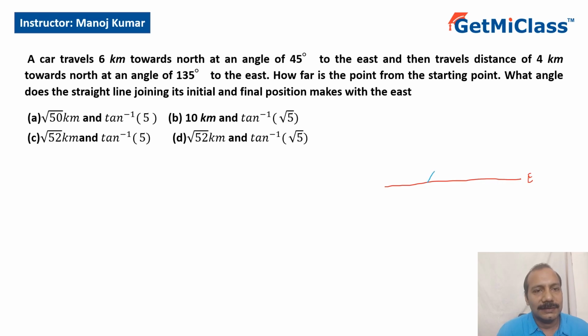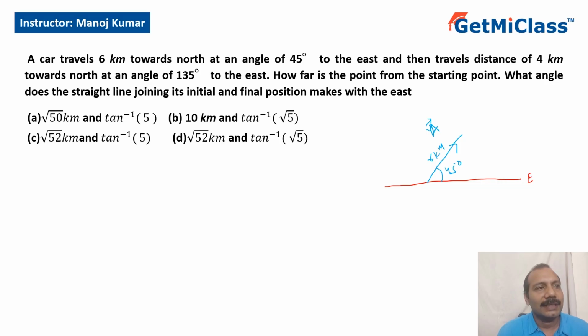Let's say this is the first case. It is traveling how many kilometers? 6 kilometers at 45 degrees. I'll call this vector A. Alright, and what is the angle? It is 45 degrees.